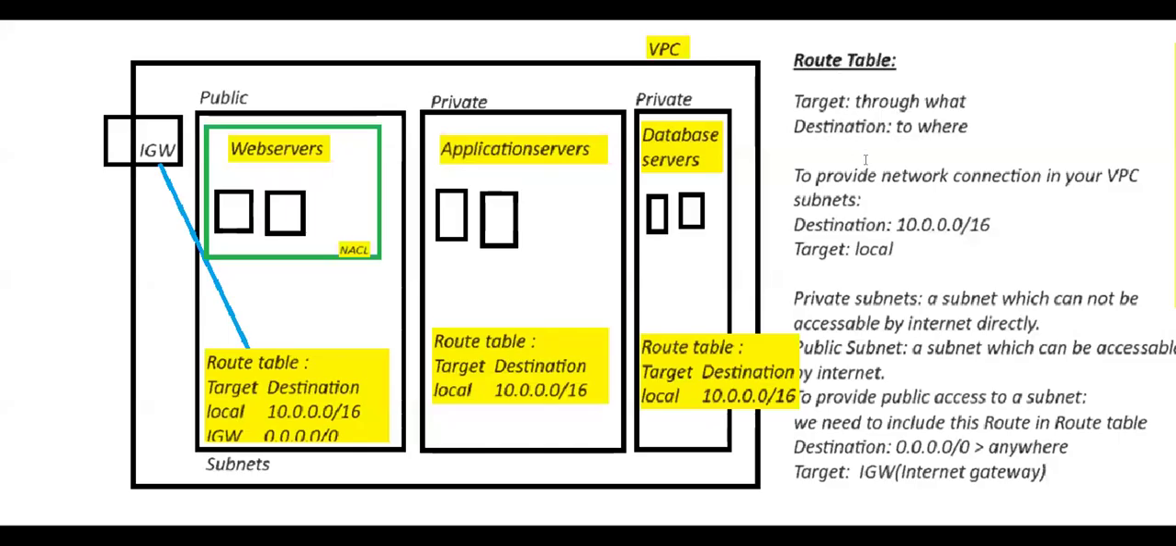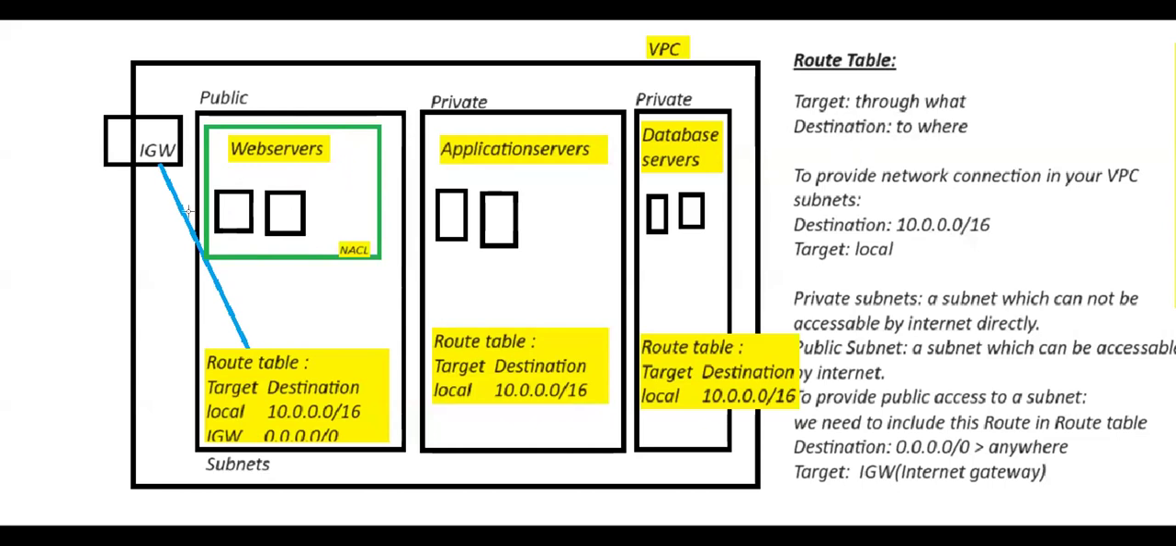Hello guys, welcome back. In this video, let us see instance level security. So how to provide our resource level security, our server level security. Till now what we have seen? We have seen subnet level route table and subnet level security by using NACL in the previous video.